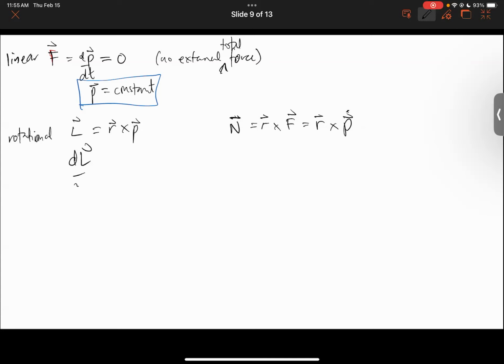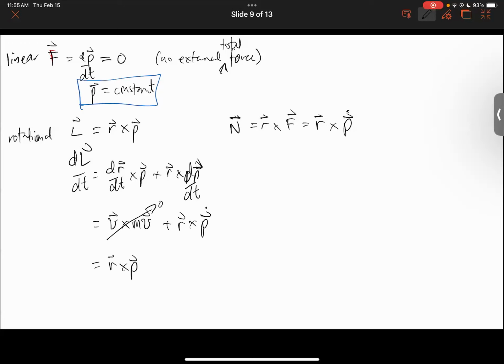So angular momentum, if you take the derivative of the angular momentum, we have dr/dt cross p plus r cross dp/dt. But this first term, of course, dr/dt is the velocity, cross momentum, linear momentum is m times velocity. Yung first term is just zero. Di ba? Kasi cross product of a vector by itself is zero. So this gives us r cross p dot.